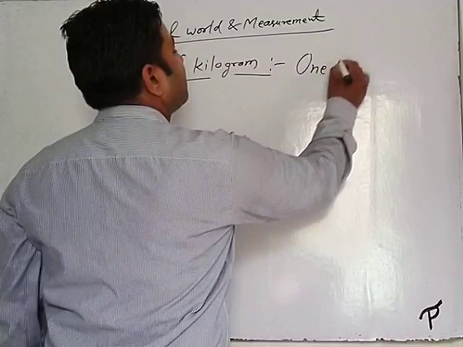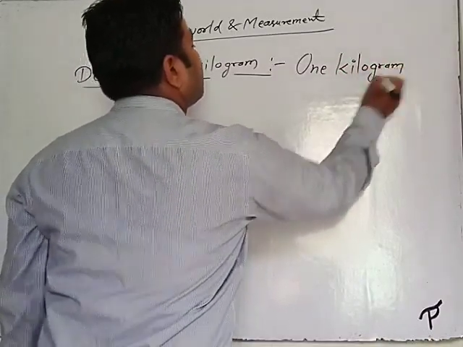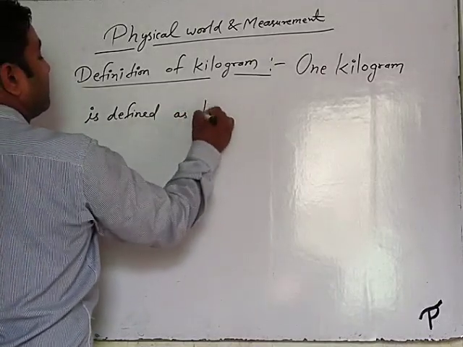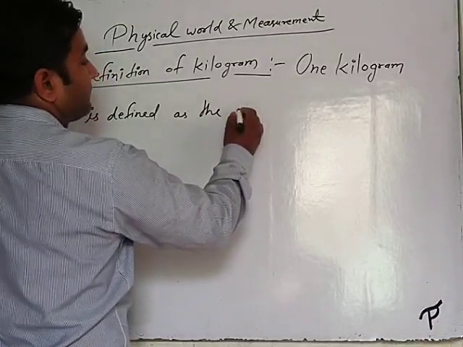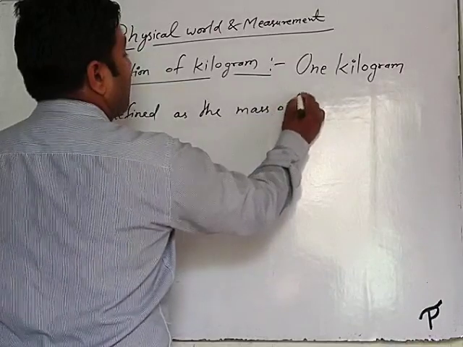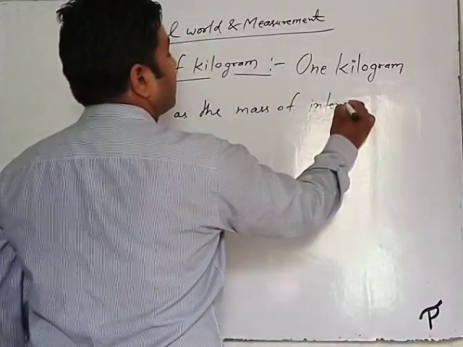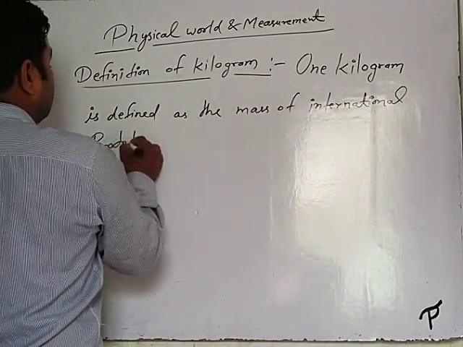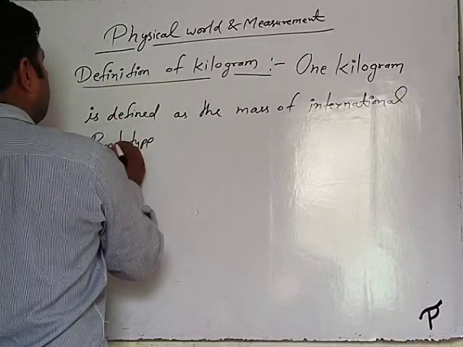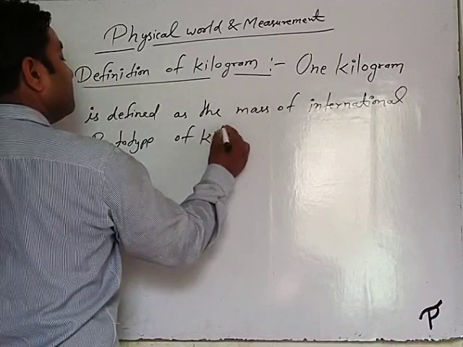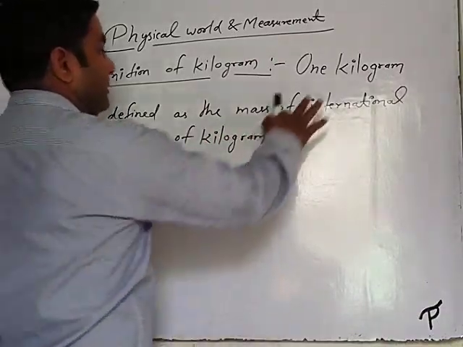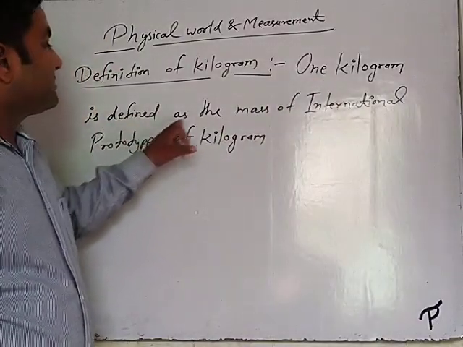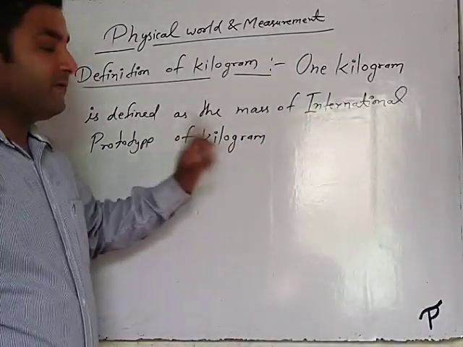1 kilogram is defined as the mass of the international prototype of kilogram. Listen again: 1 kilogram is defined as the mass of the international prototype of kilogram.